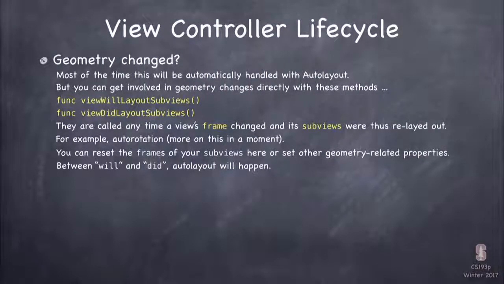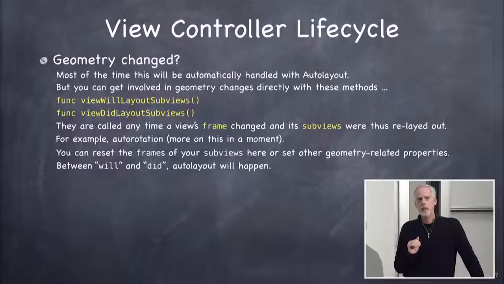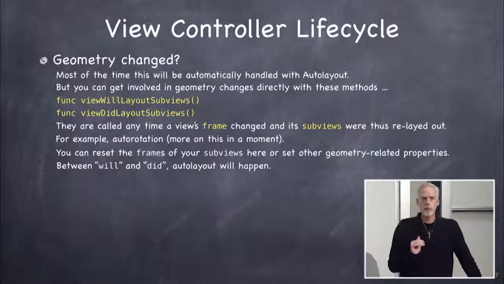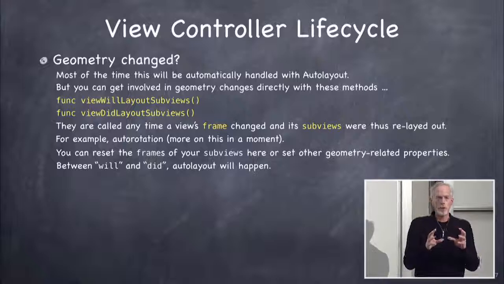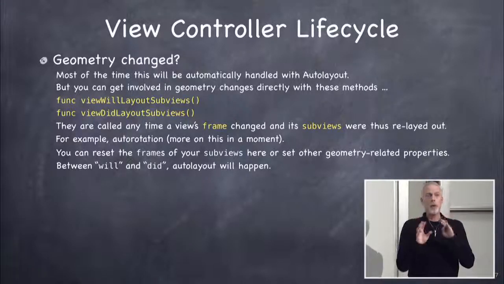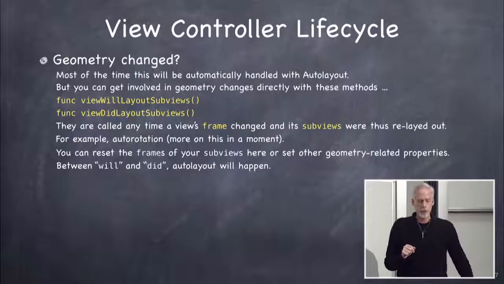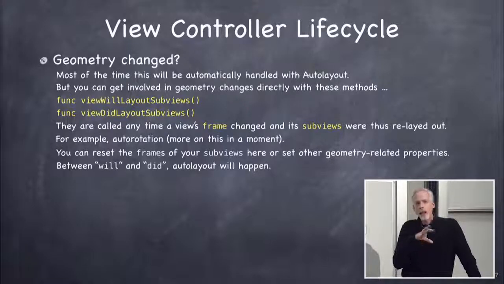But if you did feel like you needed to write some code, let's talk a little bit about how you do that. There are two methods, View Will Layout Subviews and View Did Layout Subviews, and these are sent to you. In between these being sent to you, auto layout happens. So if you want to get involved in the geometry change of your view before auto layout starts, you can do it in View Will Layout Subviews. If you want to wait till after auto layout does what it does and then get involved, you can do it in View Did Layout Subviews. So when do these get called?